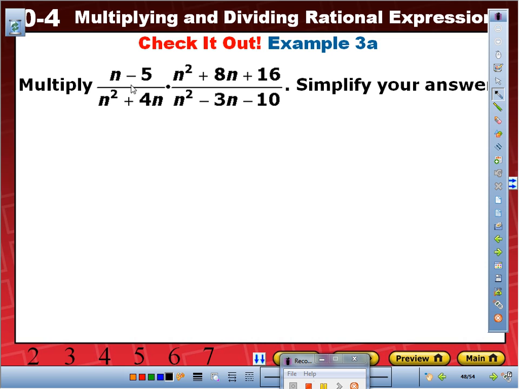N minus 5 over n squared plus 4n times n squared plus 8n plus 16 over n squared minus 3n minus 10. And there's a multiplication here in between.